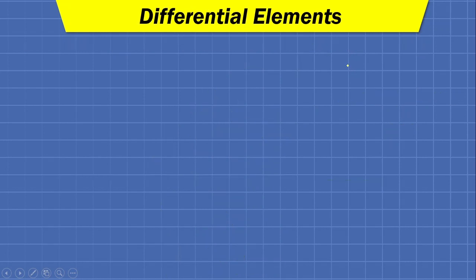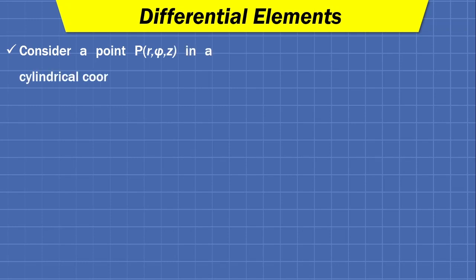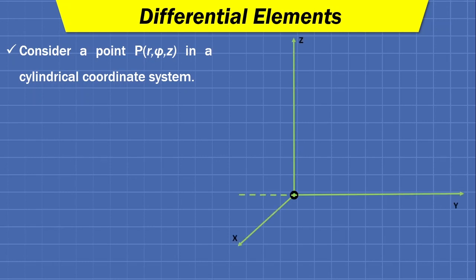Moving further, now we will discuss the differential elements in cylindrical coordinate system. So from the previous videos, you are now very much aware about the importance of differential elements, that for any kind of coordinate system to be well understood, we must understand its differential elements, that is differential length, differential surfaces and differential volume. Fine. So we will develop a differential element in cylindrical coordinate system.